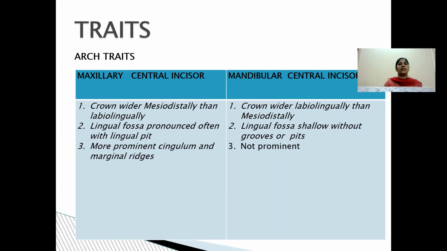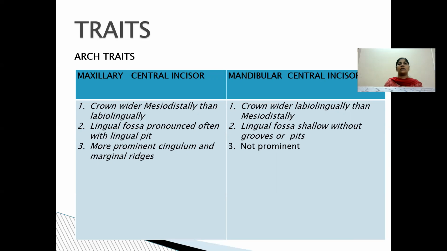Coming to the traits of dentition, there are various traits: arch trait, set trait, type trait, and class trait. Here today we are discussing the arch traits of the mandibular central incisor. For the mandibular central incisor, the arch trait is the maxillary permanent central incisor, and the differences between these two.